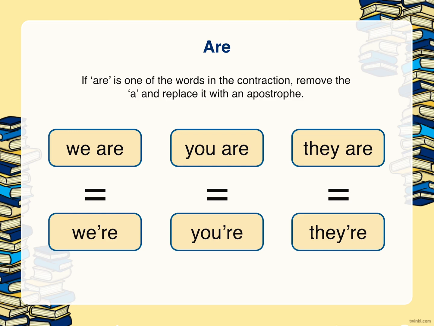Are. If are is one of the words in the contraction, you remove the A and replace it with an apostrophe. So we are becomes we're. A is removed. You are becomes you're. And they are becomes they're. Now, you need to be careful with they're.